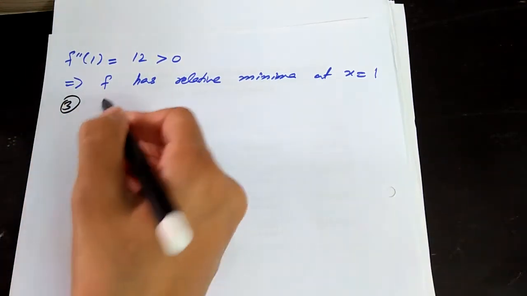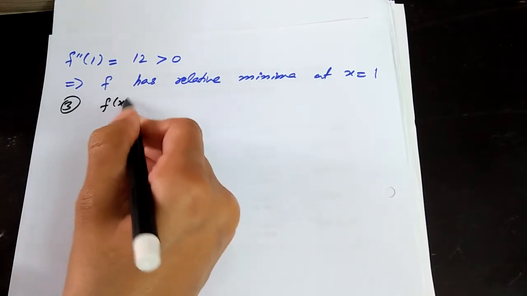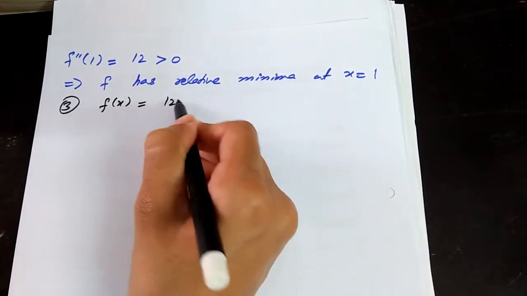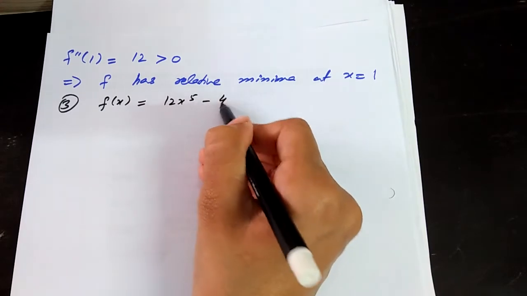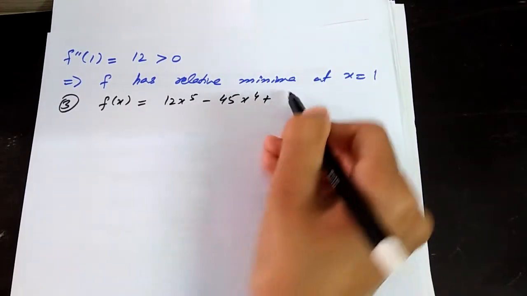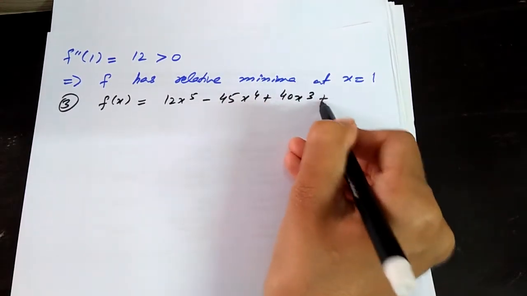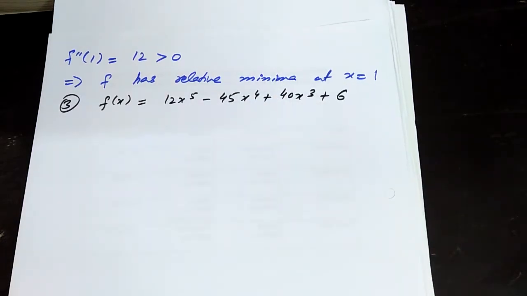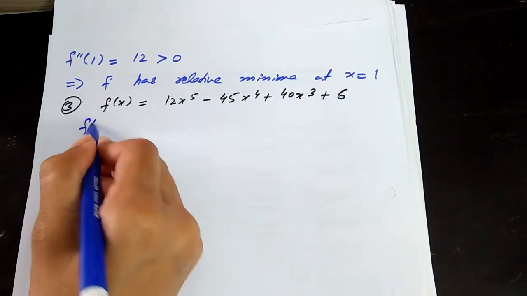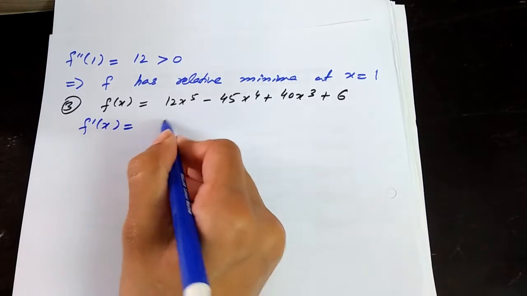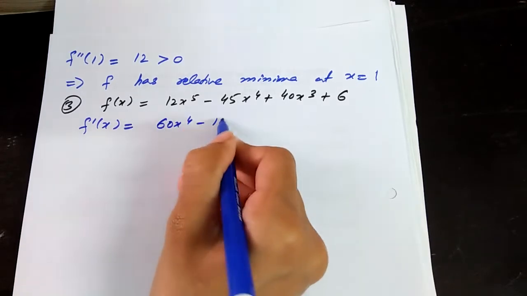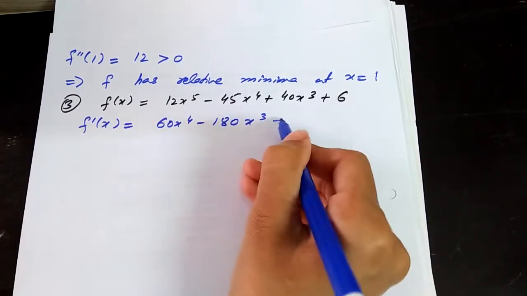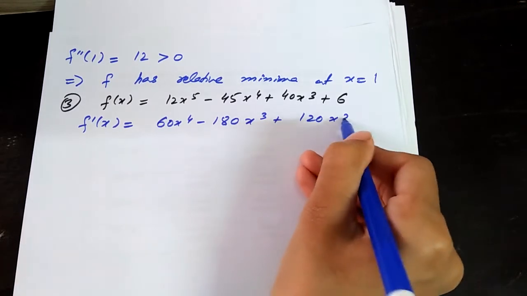For the third question, we have f of x equals 12x^5 minus 45x^4 plus 40x^3 plus 6. Now first of all, the first derivative will be equal to 60x^4 minus 180x^3 plus 120x^2.